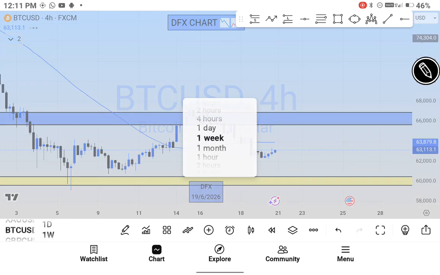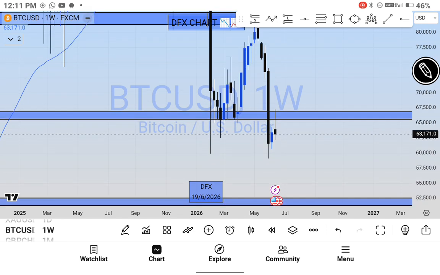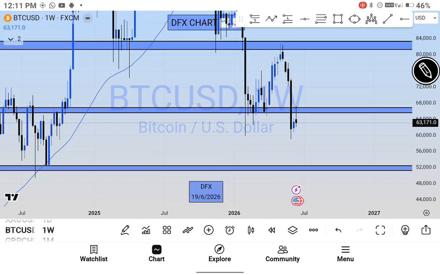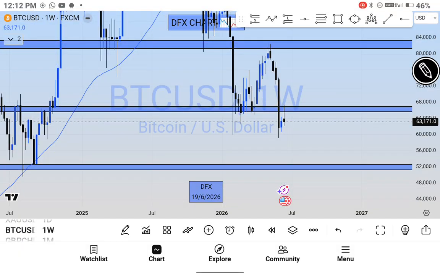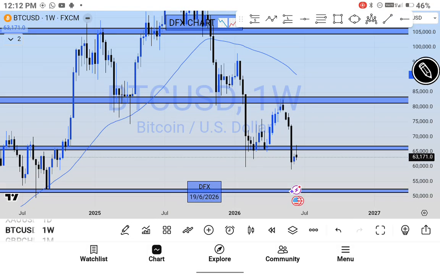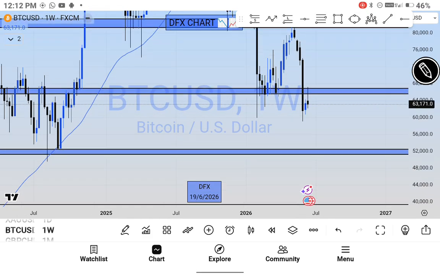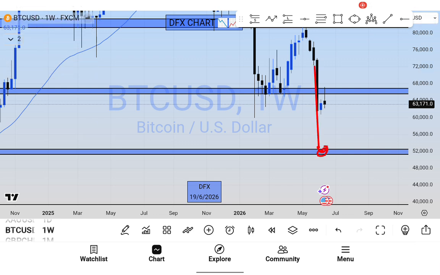BTC, what do we have on BTC? All right, BTC has been giving us a series of lower highs, lower lows on a weekly time frame, right? We have a drop, a lower high. We expect a new lower low, right? So we are on the verge of forming a new lower low, and where we are targeting is $52,000 per coin.